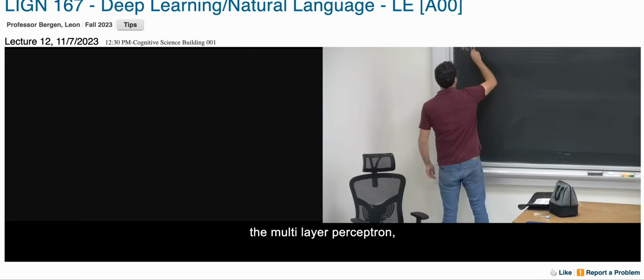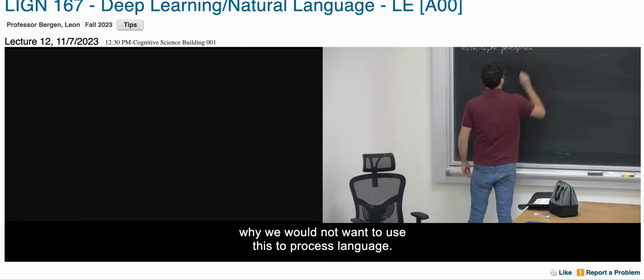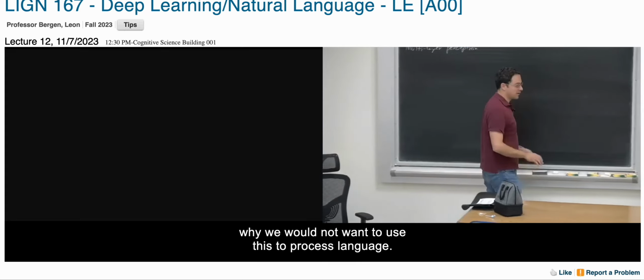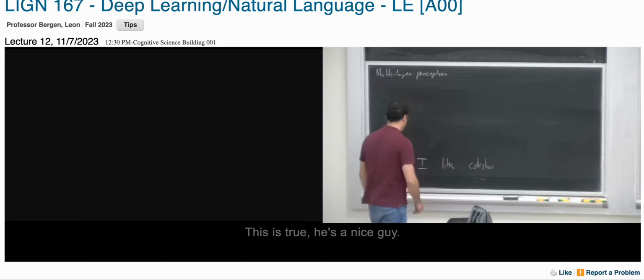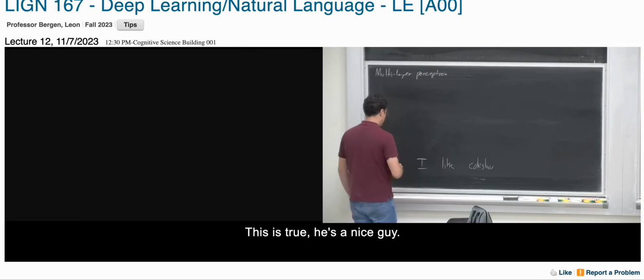So let's go back to the MLP, the multilayer perceptron, and the classical argument for why we would not want to use this to process language. I'm not saying this is a correct argument, but we need to have some intuitions for why this might seem like a good argument. So this is true. He's a nice guy.